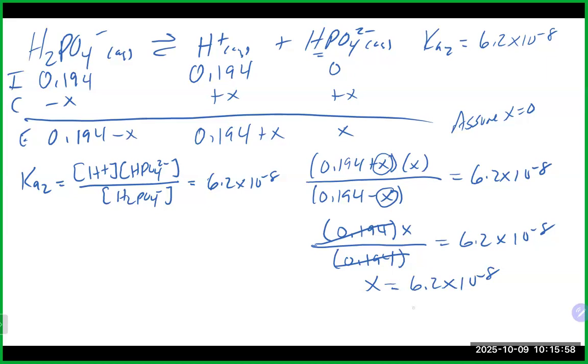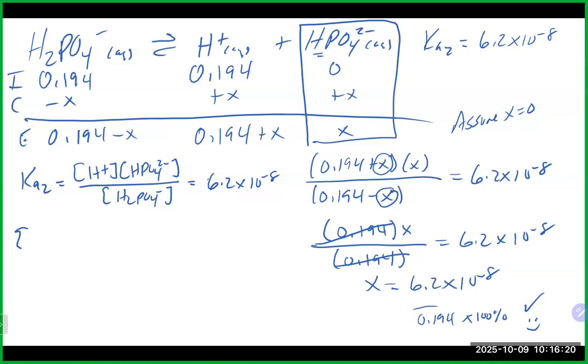We do need to check it, so we divide it by 0.194 and multiply by 100%. I think the check should be good. I don't even think you're at 1% at all, so you're way less, so it's good. All right, so what does this give us? If we go to this ice table, we can clearly see that the concentration of HPO4 2 minus, which is one of the things we were looking for, is equal to X, which means it is 6.2 times 10 to the minus 8 molar.